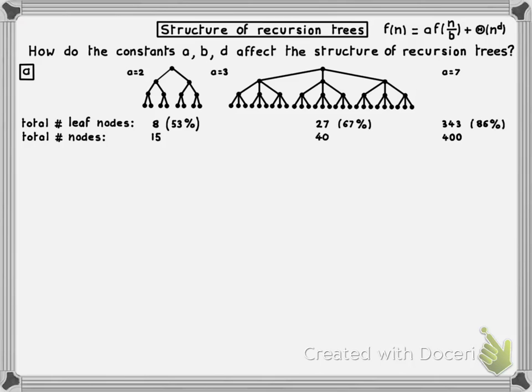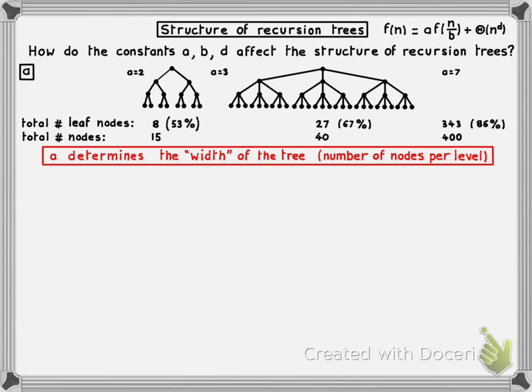So in conclusion, A does not affect the number of levels in a tree. However, it affects the width of each level. That is the number of nodes at each level. And the biggest level is the leaf level.